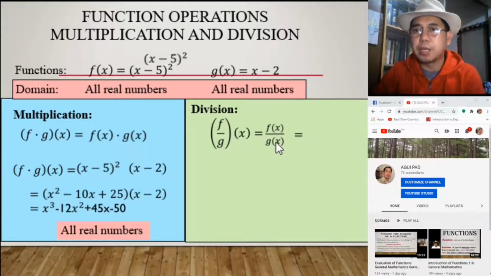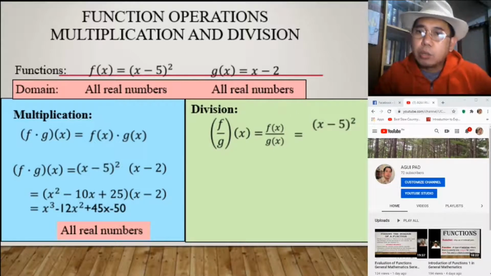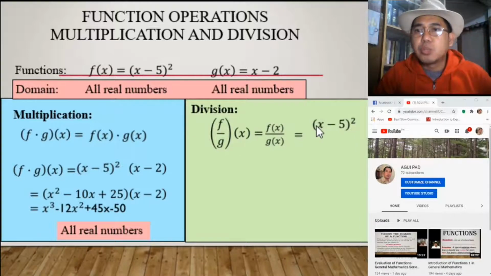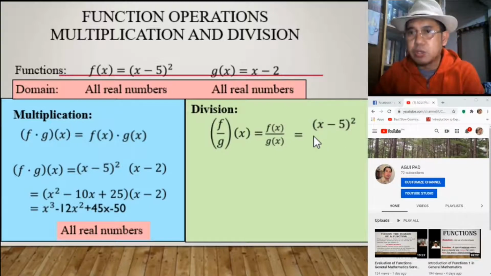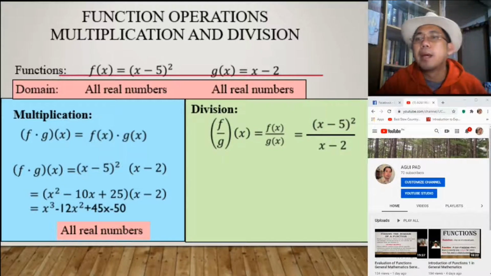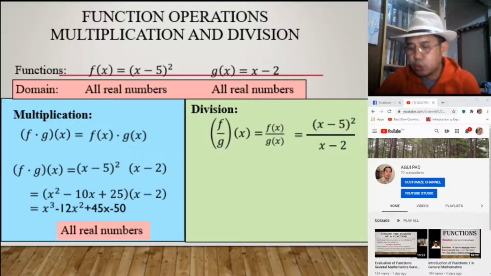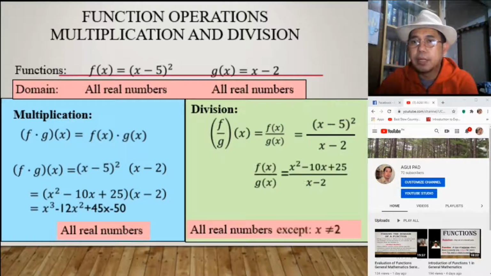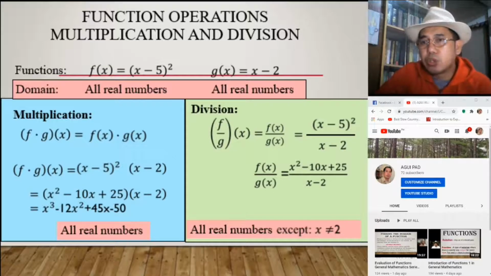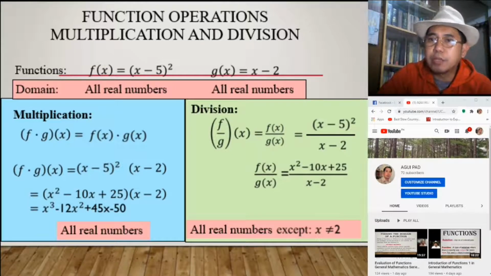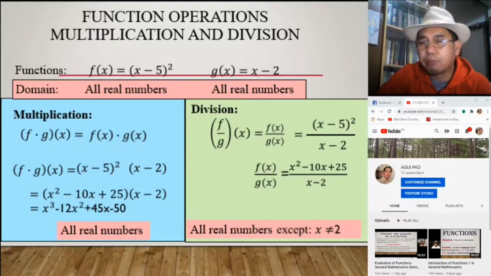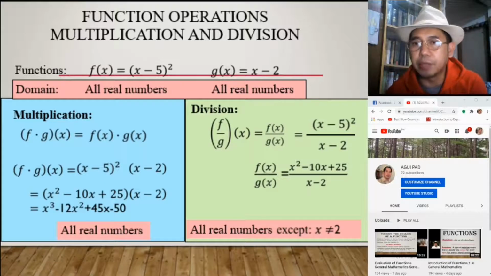Consider this one. Okay. So what is the definition of f of x? It is the square of x minus 5, raised to the second power, over the definition of g of x, which is x minus 2. You will notice again that the rational function we have here is in its simplified form. Okay, so that is already the final result.